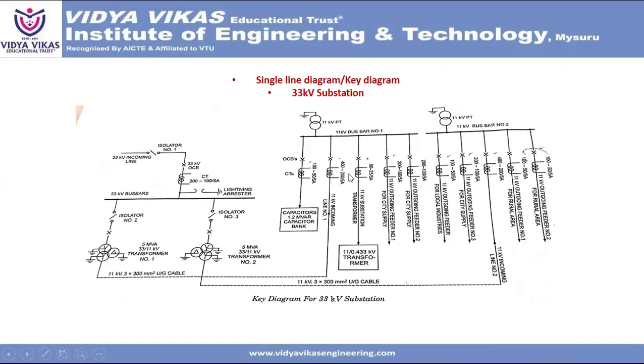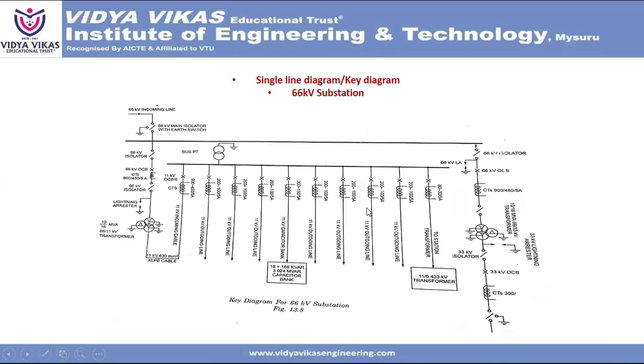This is nothing but a single line diagram of a 33 kV substation. And the second one, a 66 kV substation. From the 66 kV incoming line, they are going to use a main isolator switch and then a bus bar. And then from the bus bar to isolator to oil circuit breaker, circuit breaker to isolator, lightning arrestor, and then 66/11 kV transformer. From the 11 kV transformer, they are going to connect directly through the CT to the 11 kV bus bar.